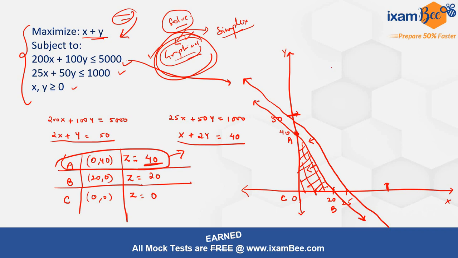Hence the answer is this point A. This point A is giving you the maximum value. That means you can get a total of 40 cakes made. So this is how you basically solve a linear programming problem. Had there been a case of minimization, then this would have been the value. But since you have to maximize x and y, this is the value here.